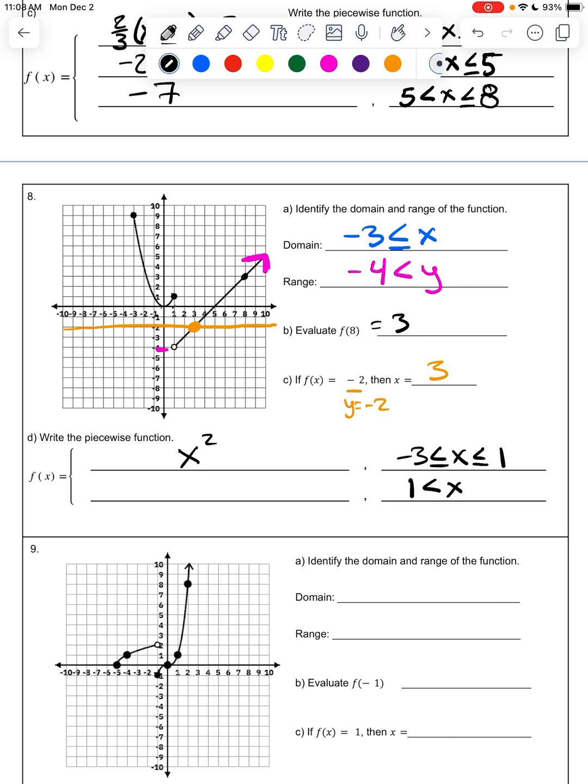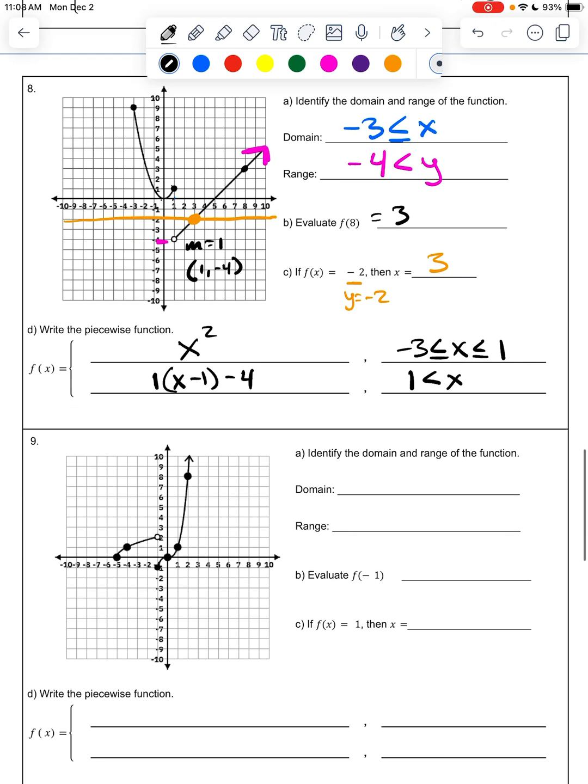The second piece is linear. Again, the slope is 1. And I'm going to use the starting point, this open circle right here, of 1, -4. So I'm going to get x minus 1 in parentheses minus 4. Could put a 1 right there as well. That's the equation of that line.